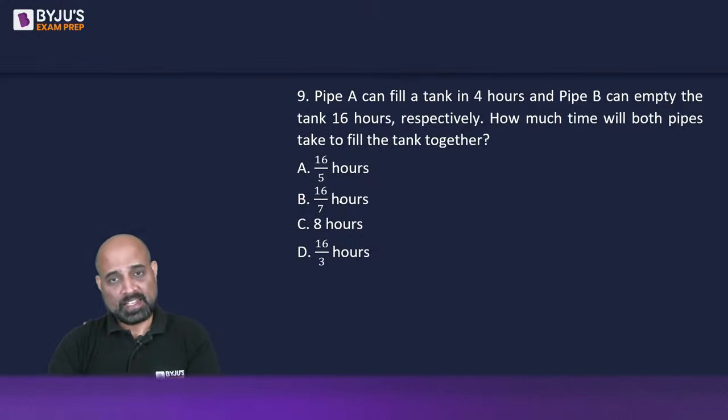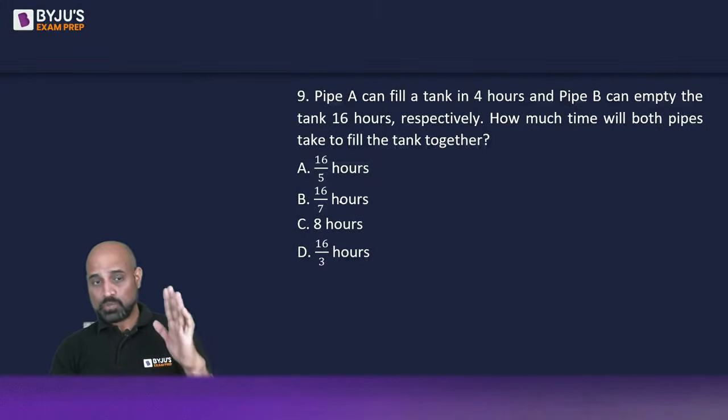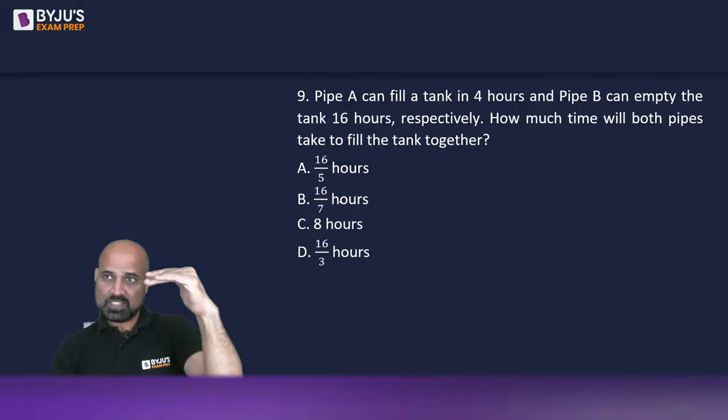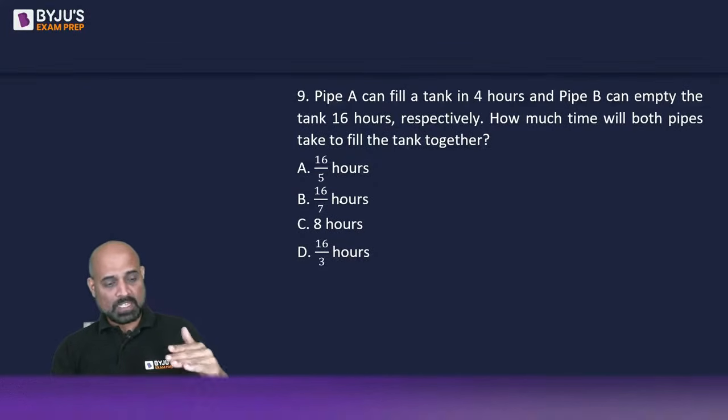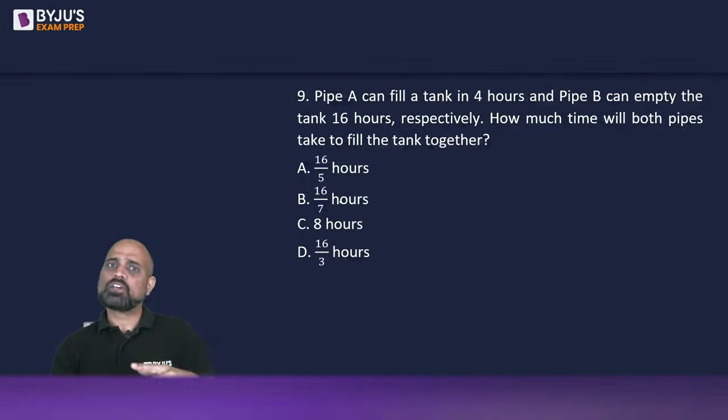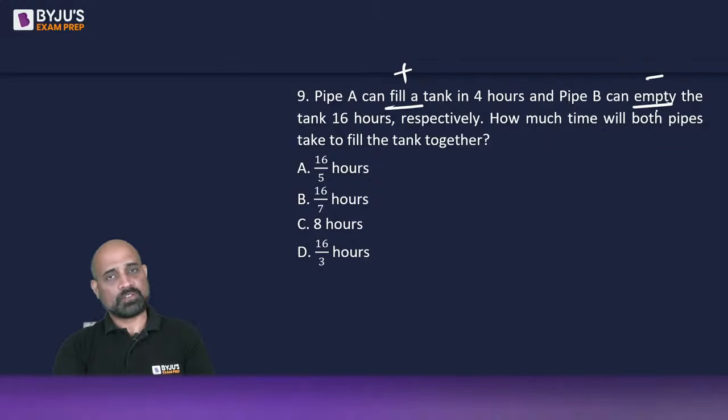Okay, next. Pipe A can fill a tank in 4 hours and pipe B can empty the tank in 16 hours. How much time will both pipes take to fill the tank together? Now, this is a part where A is doing some work and B is negating it. मतलब वो fill कर रहा है, दूसरा खाली कर रहा है. So we bring in the concept of negative work here. Filling को positive लेते हैं और empty को negative लेते हैं.